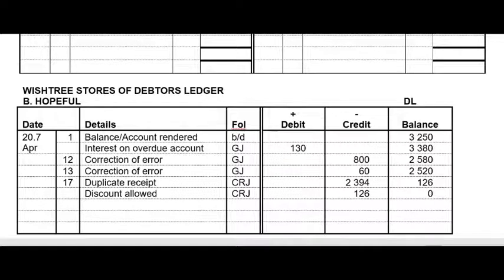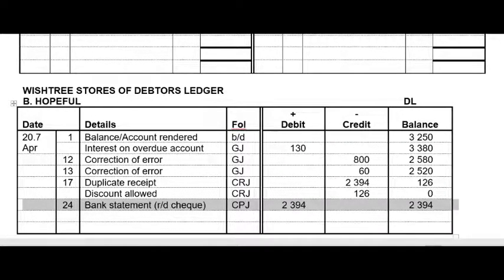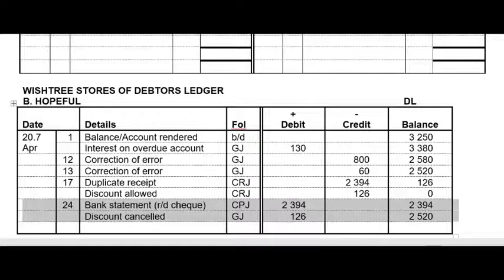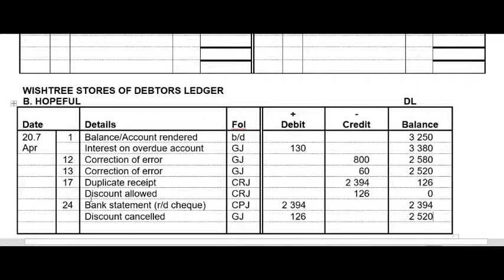Then we must remember to also take it to the debtor's ledger account of B Hopeful. Okay, so you will say bank statement RD check in the CPJ. The value that he actually paid us is now reversed. So he owes us 2,394 Rand. And then the discount was also cancelled in the general journal, saying that he owes us 2,520 Rand again. You would see that this is just a reversal of this.